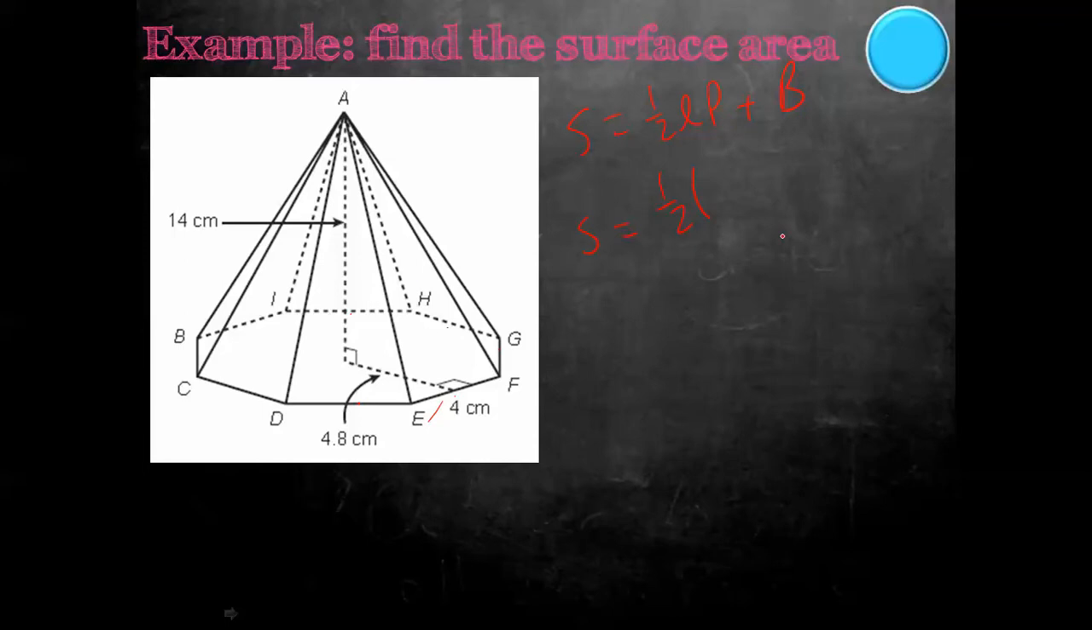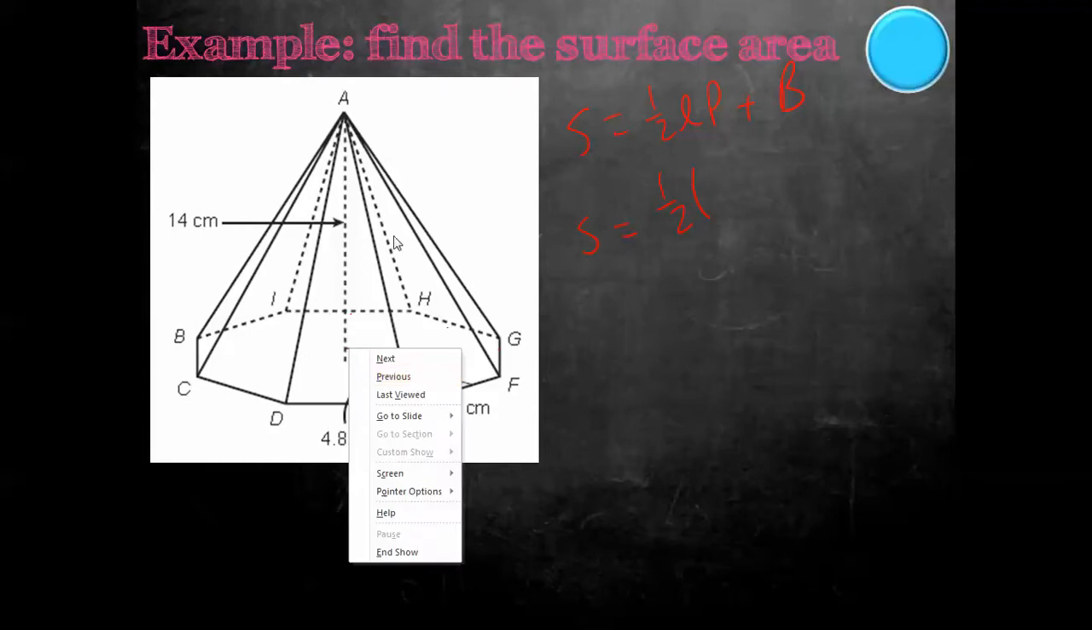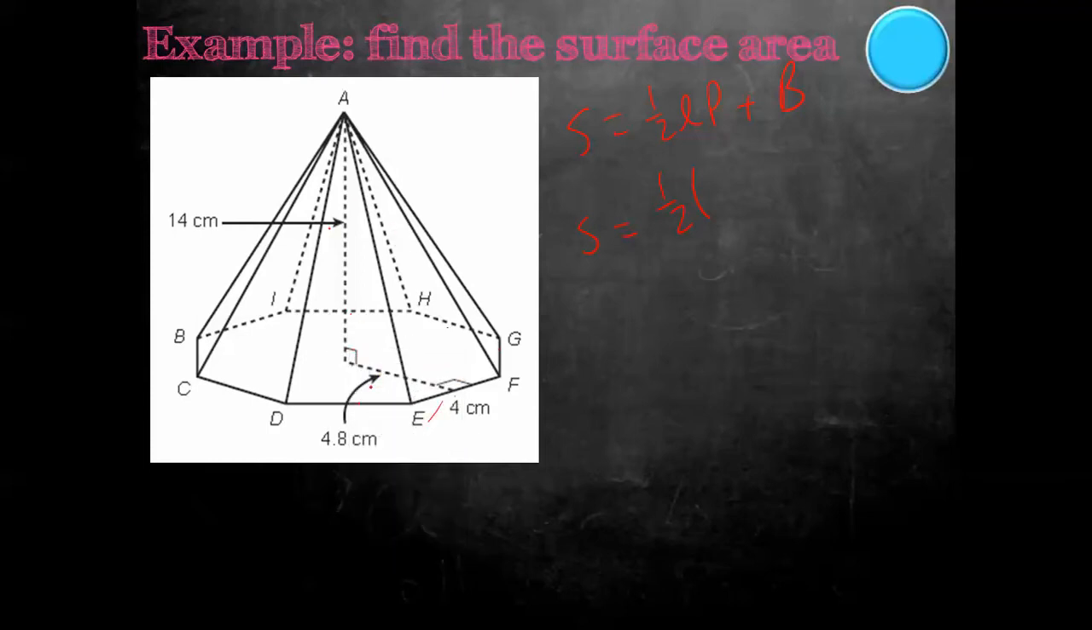Okay, so if we look here, we're not given the slant height, okay? But if we look right here, we are given the altitude, right? It goes straight down, and we're given the apothem. And look, it makes a right angle. So from these two numbers right here, we can find the slant height because this will make another right triangle. So here we can use the Pythagorean theorem to find the slant height.